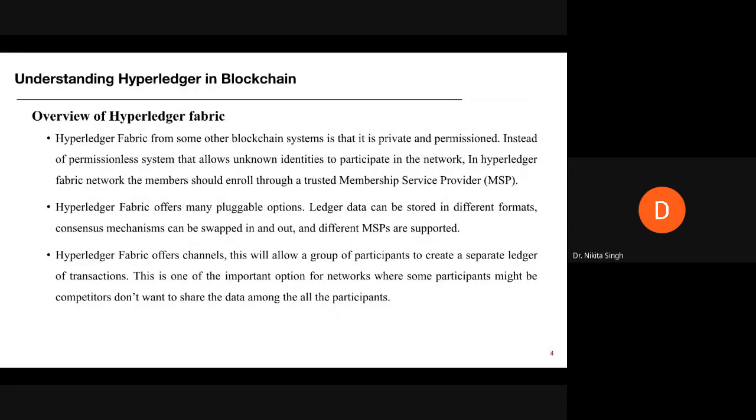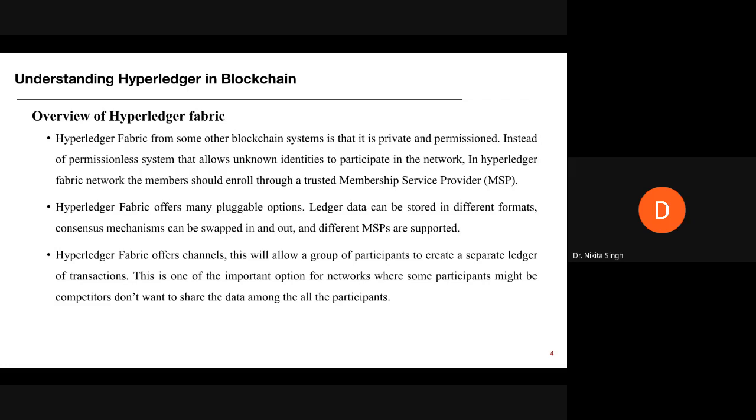So Hyperledger Fabric also offers channels. If you think of it as WhatsApp, you are chatting with different people on WhatsApp, and with each person you have a different channel. If you're sending something to your friend, only he is receiving that. Your mother, your father is not receiving that. So you have a channel that allows you to send information to your friend. Similarly, here on Hyperledger Fabric also, we have channels that allow a group of participants to create a separate ledger of transactions, to have their own ledger and update information on that ledger.